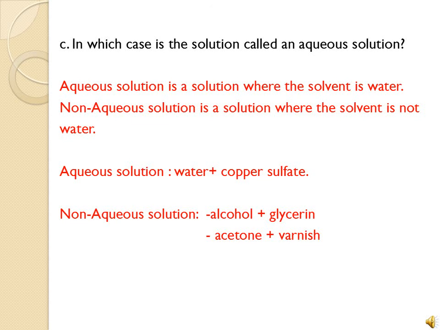So in our example, in our experiment, in our activity, which figures are aqueous solutions? Of these three, only one is an aqueous solution: the water with the copper sulfate. Why? Because only here did I use water in order to dissolve the copper sulfate.